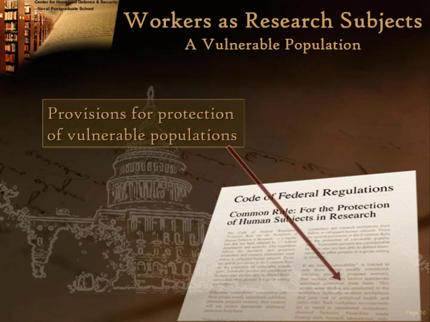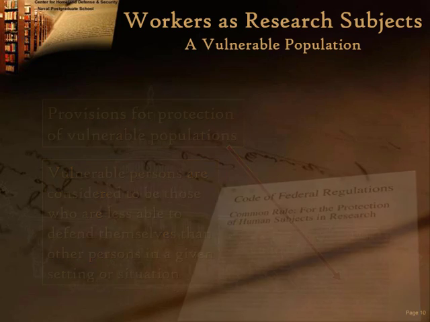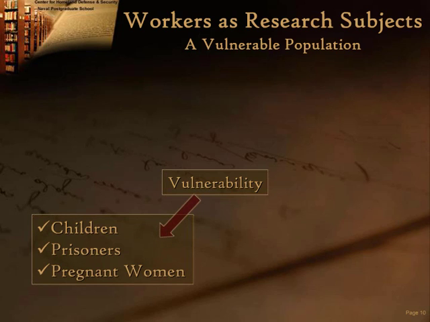There are several provisions in the Common Rule for the protection of vulnerable populations. Vulnerable persons are considered to be those who are less able to defend themselves than other persons in a given setting or situation. If the term vulnerability is limited to only those groups usually considered, children, prisoners, pregnant women, then workers will not receive appropriate additional protection from harm.